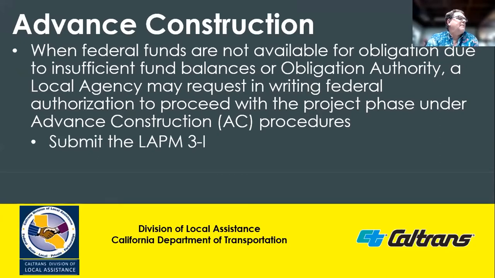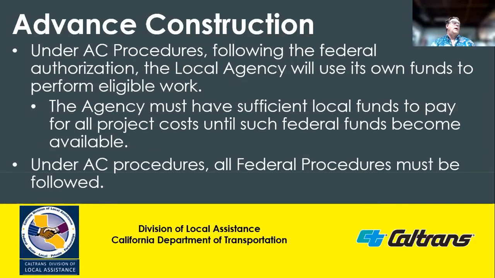When federal funds are not available for obligation due to insufficient balance of funds or obligation authority, a local agency may request in writing federal authorization to proceed with the project phase under advanced construction procedures. This written request is in the submittal of the LAPM 3I, Request for Local Advanced Construction Authorization. Under advanced construction procedures, following the federal authorization, the local agency will use its own funds to perform work eligible for future reimbursement. The local agency must have sufficient local funds to pay for all project costs until such a time as federal funds become available. Federal procedures must be followed in order to remain eligible for reimbursement.